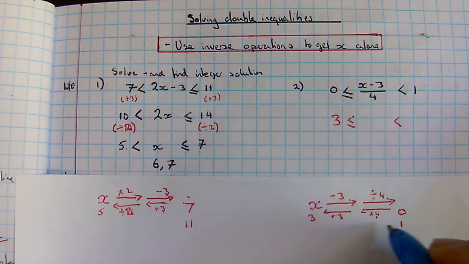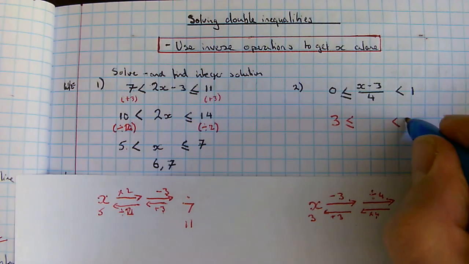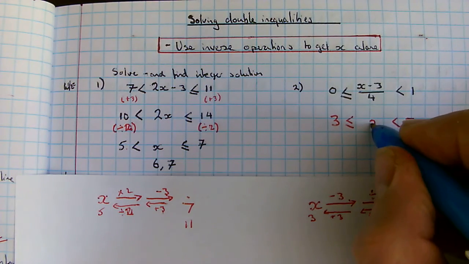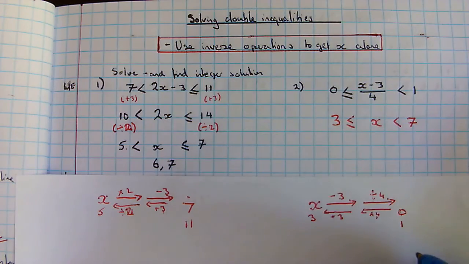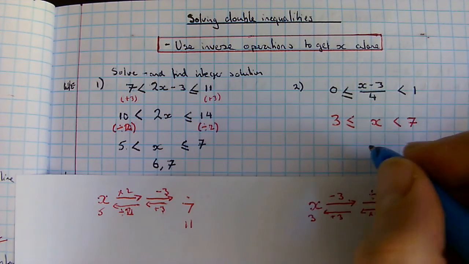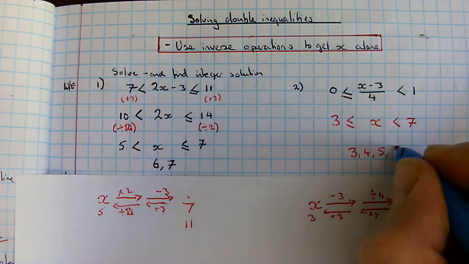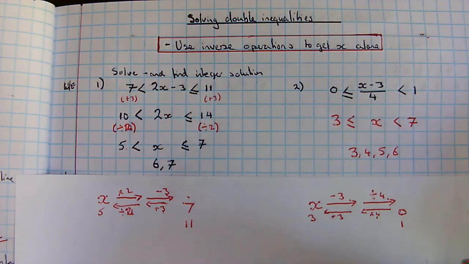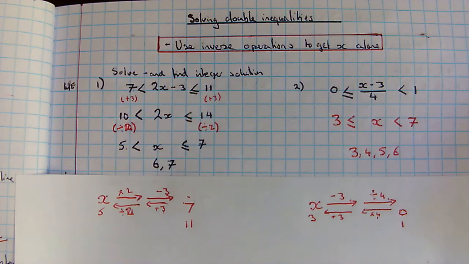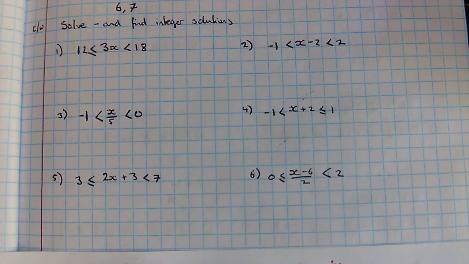My 1 times 4 is 4, add 3 is 7, so that I know that x is greater than or equal to 3, but less than 7. So it could be 3, 4, 5, or 6. It can't include 7. Okay, I'm going to pause the video there, and then I'm going to give you some questions to try yourselves. Okay, so here's 6 questions for you to try.